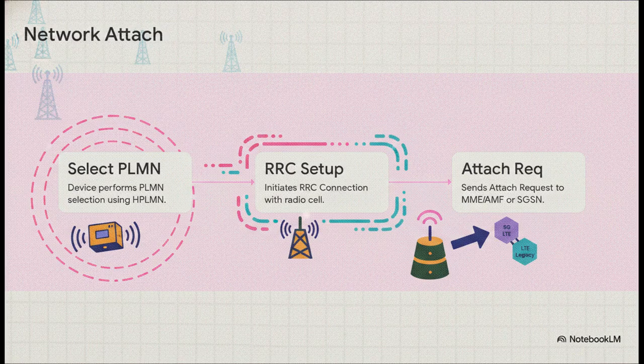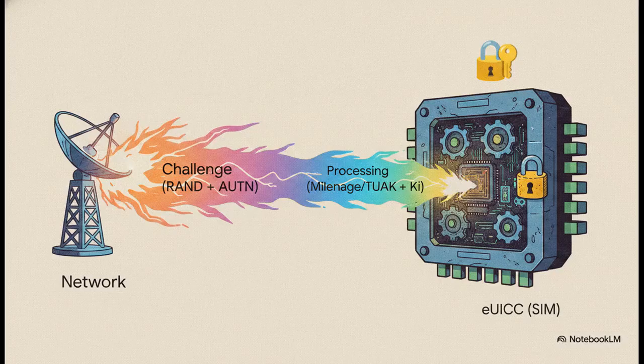Armed with its new identity, the newly awakened device performs PLMN selection, which basically means it starts scanning the airwaves for its new home network. Once it finds the right radio cell, it initiates an RRC connection setup. From there, it boldly sends an attach request directly to the cellular network's core, whether that happens to be a 5G, LTE, or legacy 2G or 3G network. This triggers a split-second rapid-fire handshake, because the network doesn't just let anyone in, right?